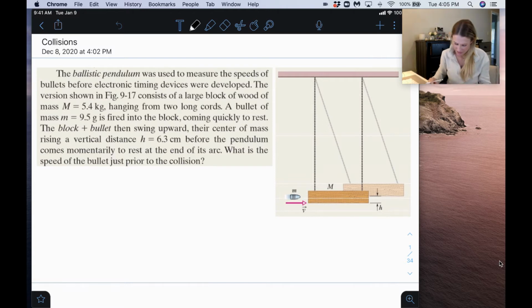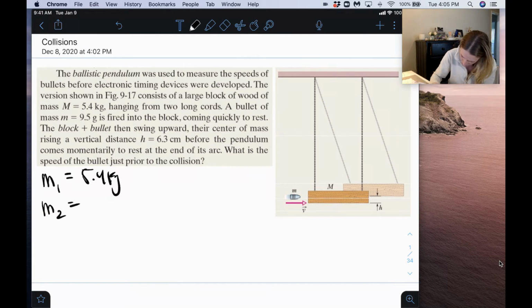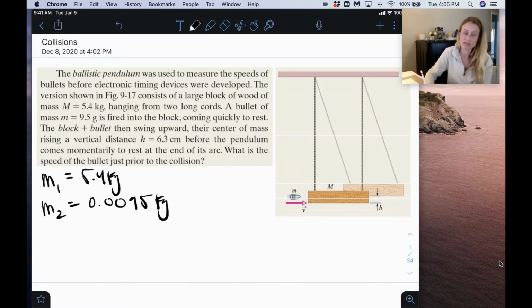Okay, so let's write down our givens first. M1 is the mass of the wood block, which is 5.4 kilograms. And I'm going to call M2 the mass of the bullet, which is 9.5 grams or 0.0095 kilograms. And then we know that the final height is 6.3 centimeters, or 0.063 meters.